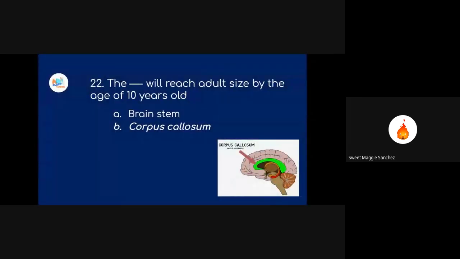Okay, number 22. The blank will reach adult size at the age of 10 years old. So the correct answer is still corpus callosum. So dapat lang, 'di ba? Mga ages below 10 years old, be mindful of children, no? Especially with their head regions, kasi they're still developing. Part na din yan yung corpus callosum, nagde-develop pa siya. Hindi pa niya intact together yung brain region din. So, yes, please be careful with the kids.